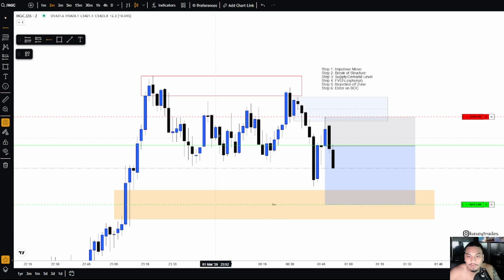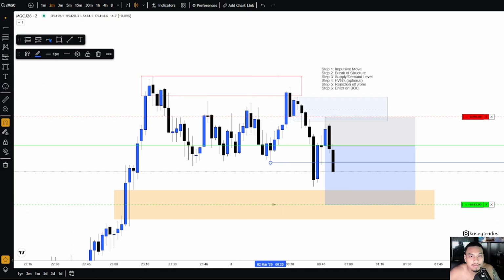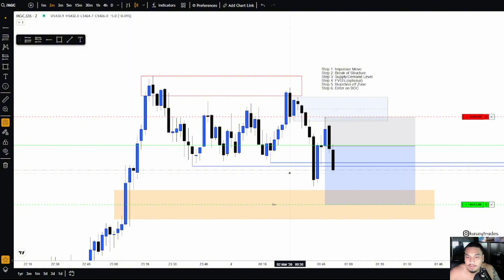Let me just mark these out. So a break of structure right there. See a break of structure right here. So we had two breaks of structure just from this impulsive move down. So after seeing that, we already have step 1 and 2 out of the way.